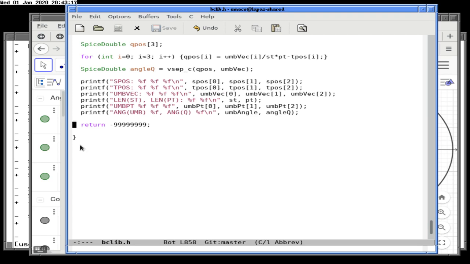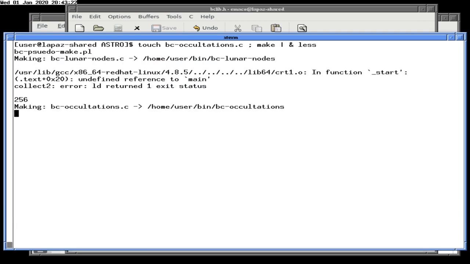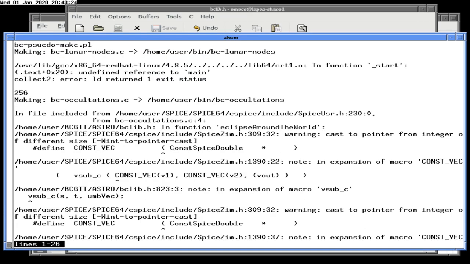Okay, now let's see if this still compiles. Always a concern. Okay. Cast from pointer to integer in Spice Zim.